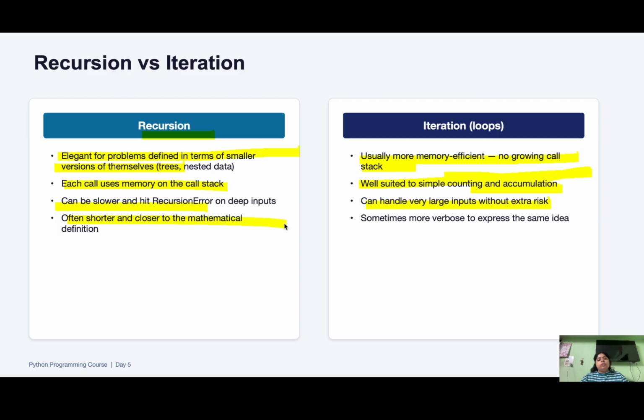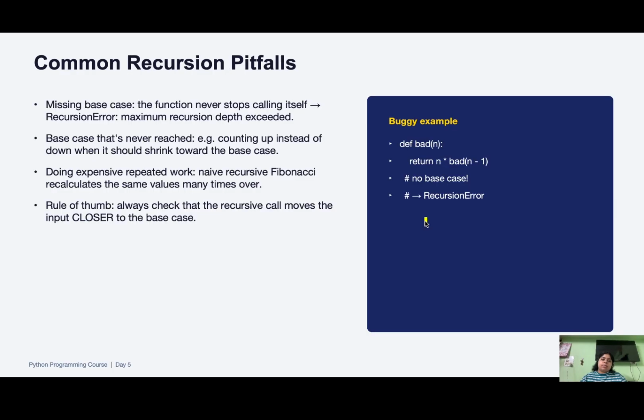In recursion, code is often shorter and closer to the mathematical definition. And loops, the concept of loops is very long lasting. It is sometimes more verbose to express the same idea, right?